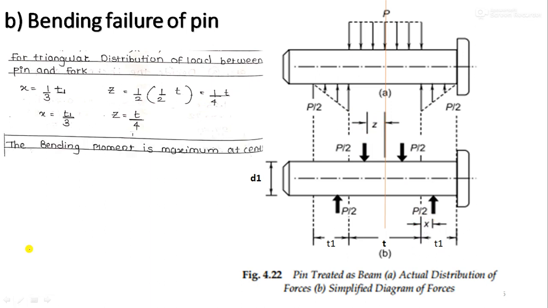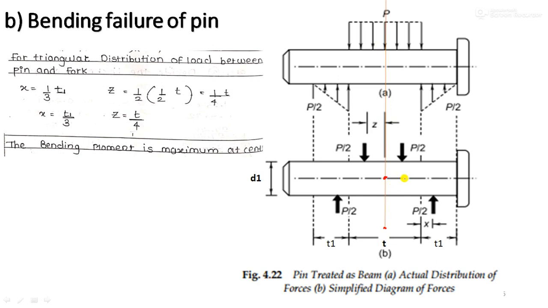Okay, now next, we have to calculate first of all the bending moment. We know that the bending moment is maximum at the center. In such a case, where in two parts the load is uniformly varying, and in the middle portion the load is uniformly distributed, the bending moment will be maximum at the center. You can see this line, this is the center point.